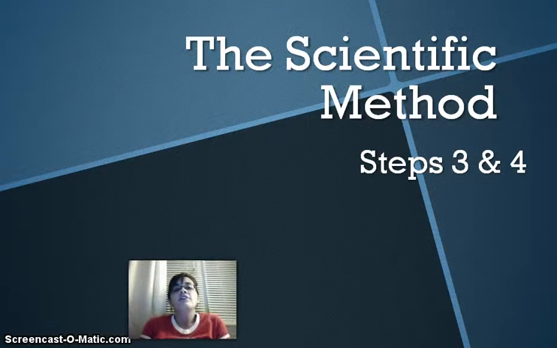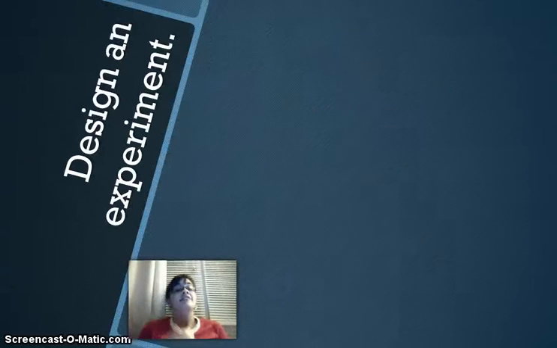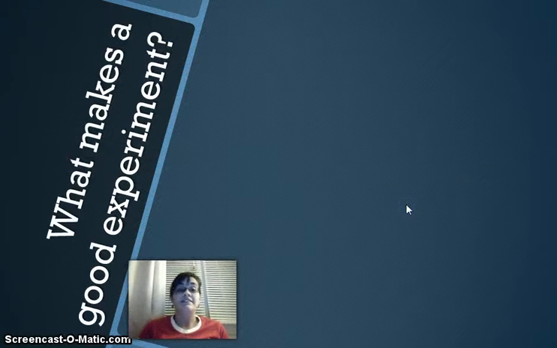So we already talked about steps 1 and 2 of the scientific method. We talked about step 1, which is writing a good testable scientific question, and step 2, which is writing a good if-then-because hypothesis. So step 3 is to design an experiment. We've got a question, we've got a hypothesis, now we need to do the experiment to test it.